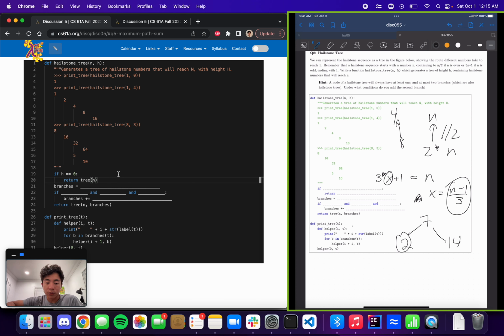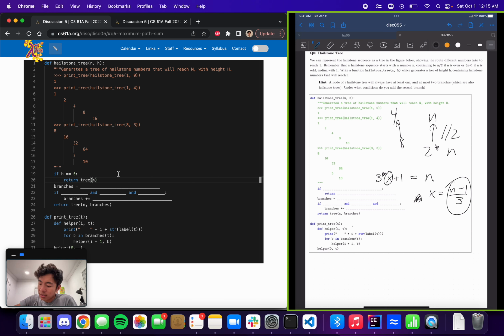And so remember, the rule for hailstone is that you have to always divide by 2 for an even number. So 2 actually leads to 1, not 7. We can't do times 3 plus 1 because 2 is even. And so that's why we want to make sure that n minus 1 over 3 is odd. So those are the two rules that we're going to make sure of.